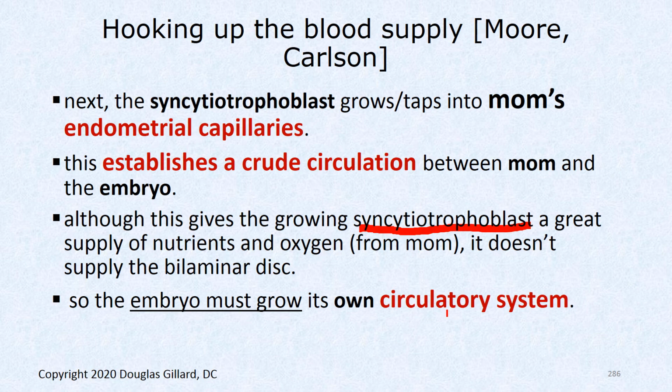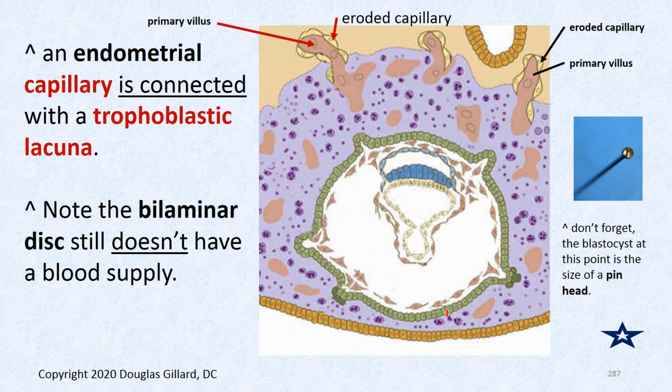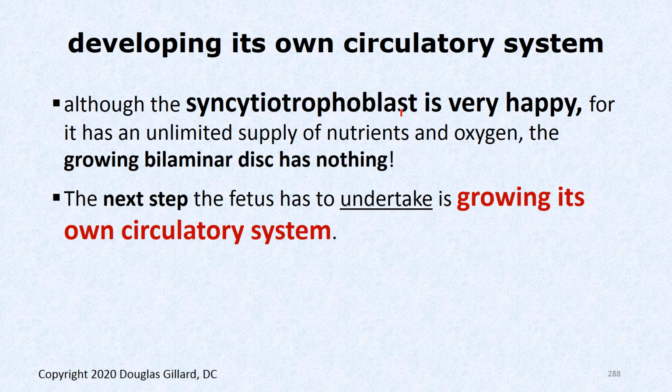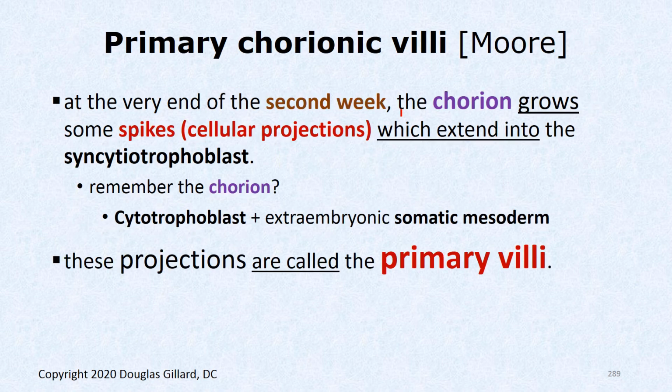So the embryo next grows its own circulatory system. And here's just the lacunae hooking up with these blood vessels of mom, placental blood vessels, capillaries. Remember, we're super small. These are capillaries. Remember, this whole picture is about the head of a pin. That's a pretty big head of a pin. So this is all really tiny stuff going on. And so this whole area will be filled with blood. Right? But now we've got the trophoblast, cytotrophoblast layer. We need to get blood into the little growing creature. And so that's our next step, to grow our own circulatory system.